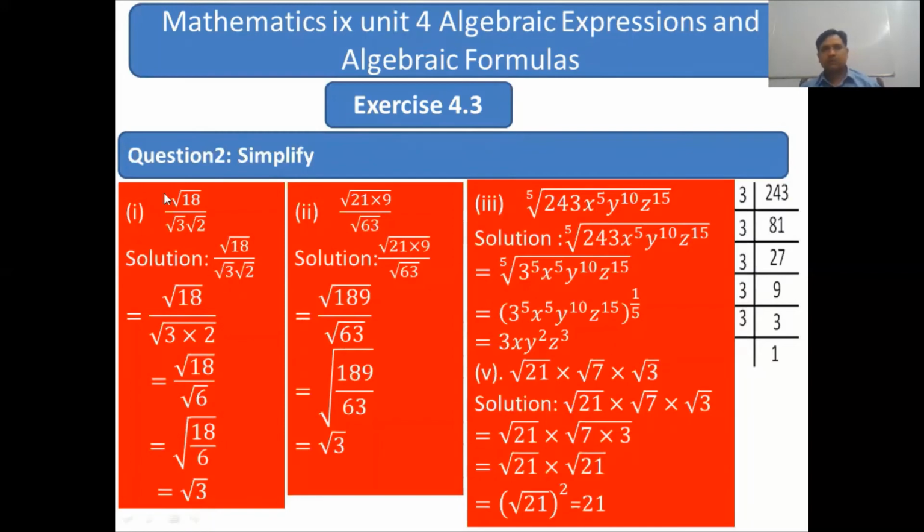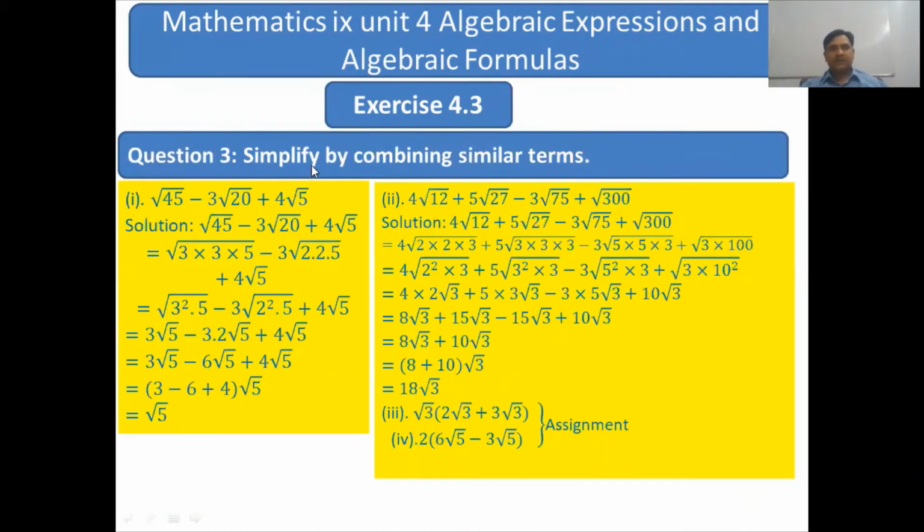Part 5, square root of 21 multiplied by square root of 7 multiplied by square root of 3. First we write these last two terms in a single root by using the first law, the law we discussed earlier for multiplication. So we can write this as 7 multiplied by 3, that is 21. So this is square root of 21 times square root of 21, so we can write as square root of 21 whole square. So this is equal to 21. So the simplest form is 21.